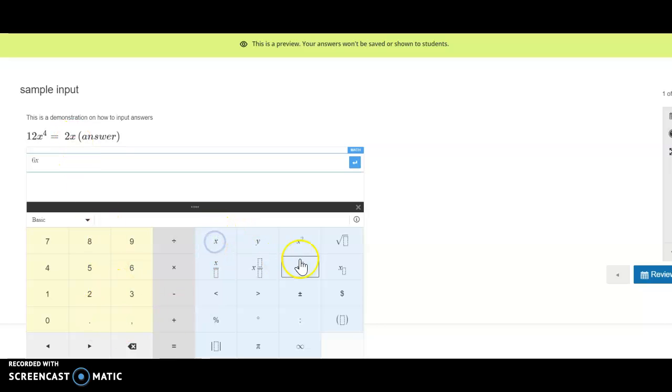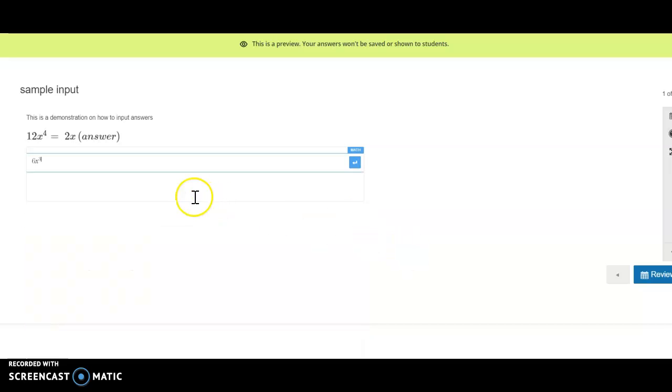You click here. This is to do an exponent. You put a 3, and then you click out of it. And when you click out of it in the box, there's your answer. So please make sure you are familiar with how to input exponents in the calculator.